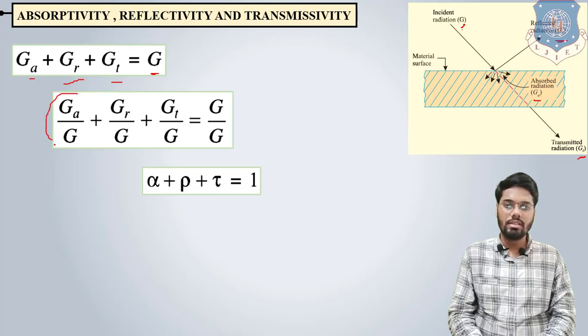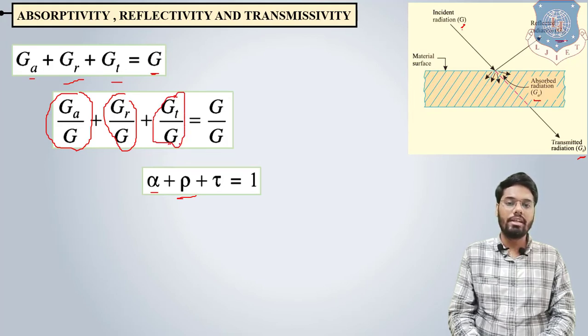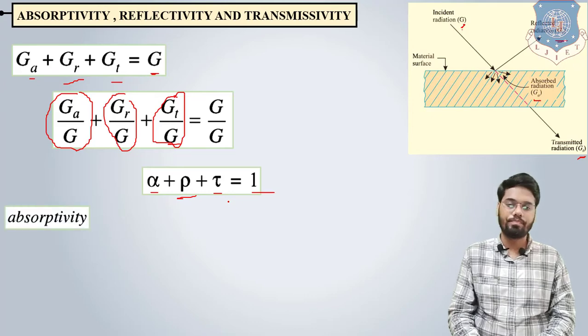In this equation, G_A by total G, the amount of electromagnetic wave absorbed divided by the total amount incident, is known as alpha, which is absorptivity. G_R by G, the amount of radiation reflected divided by the total radiation, is known as rho, which is reflectivity. G_T by G, the amount of radiation transmitted divided by total radiation, is known as the transmittivity, denoted by tau, and this G by G is equal to 1. So for any body, alpha plus rho plus tau, absorptivity plus reflectivity plus transmittivity, is equal to 1.